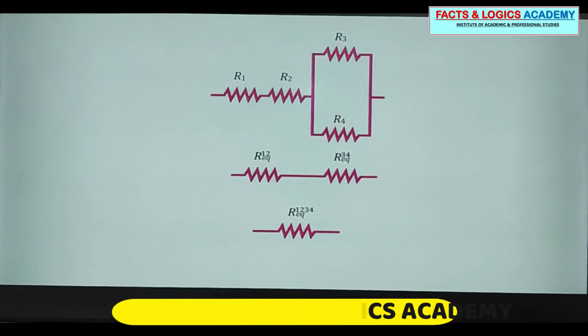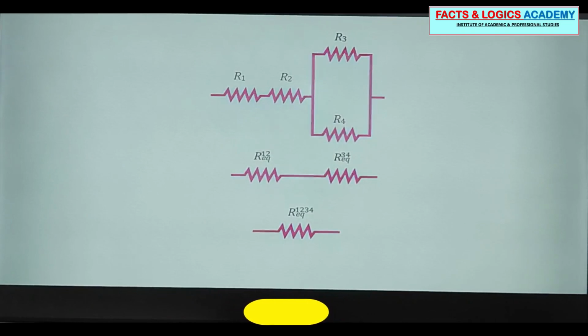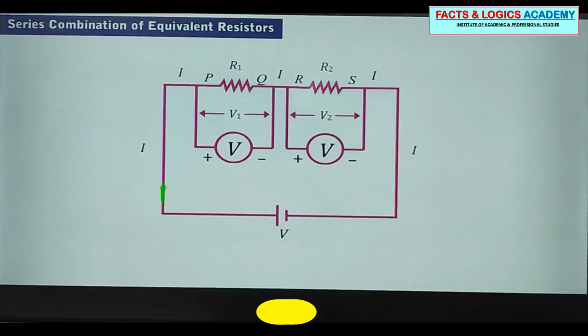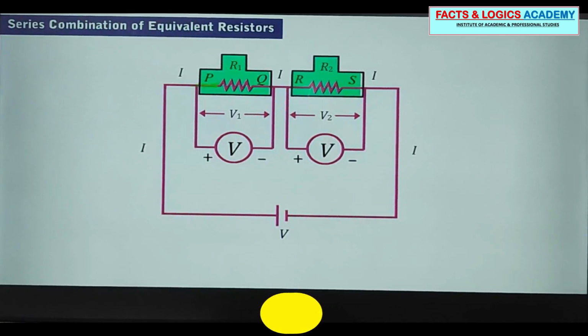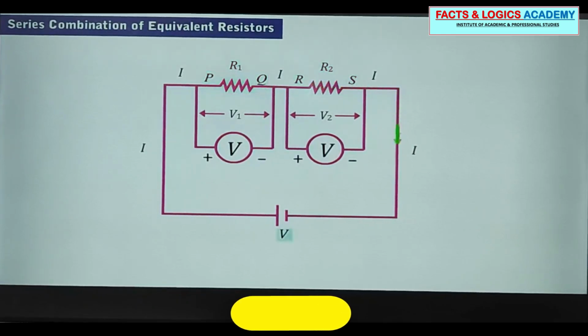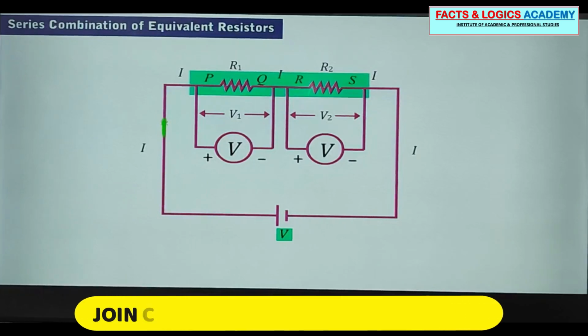Let us now derive equations to find the equivalent resistance of the various types of combinations of resistors. Equivalent resistance of a series combination is obtained as follows. PQ and RS are two resistors with resistances R1 and R2 joined in series as shown in the circuit diagram. A voltage V is applied across points P and S by joining them to the two terminals of a battery.